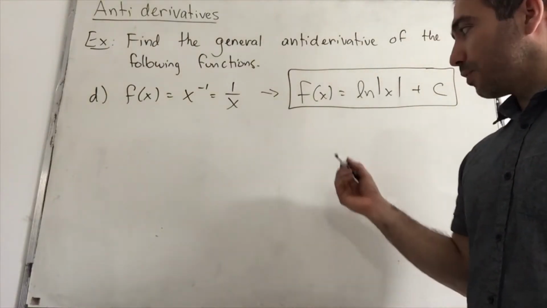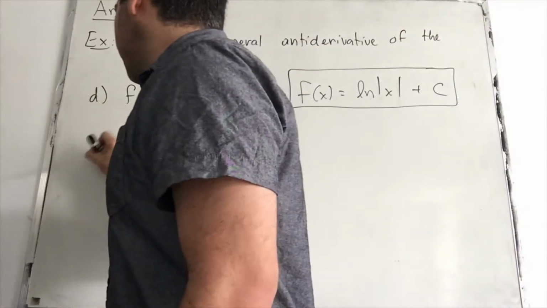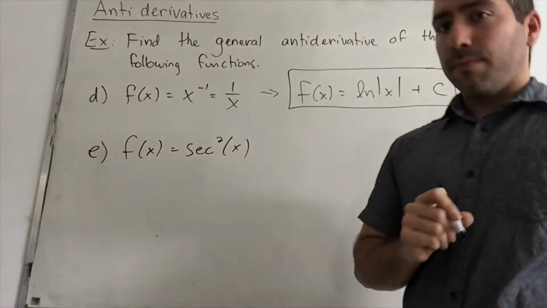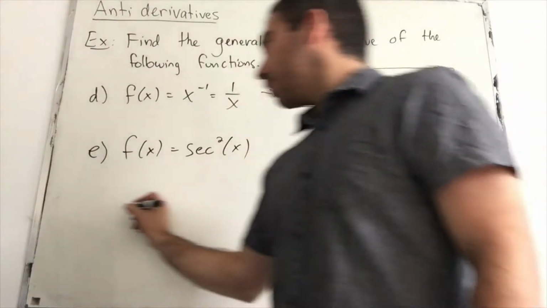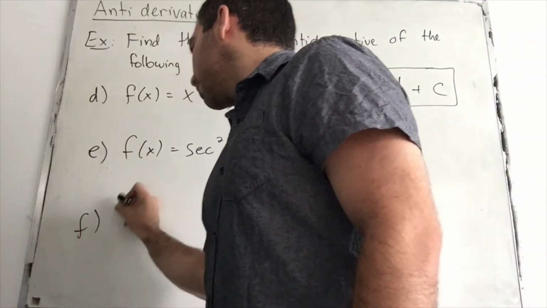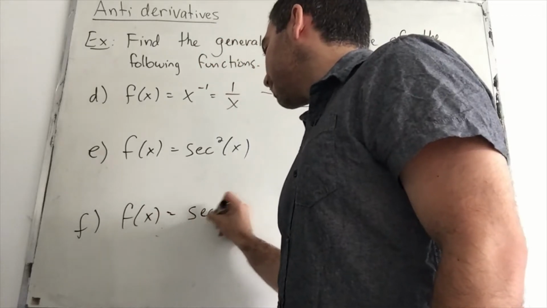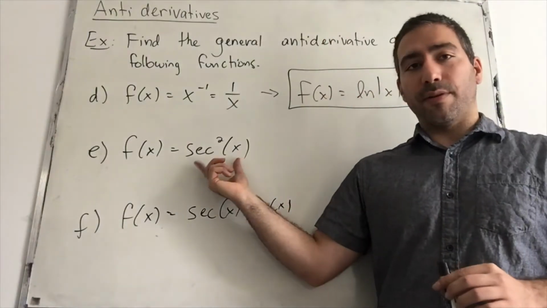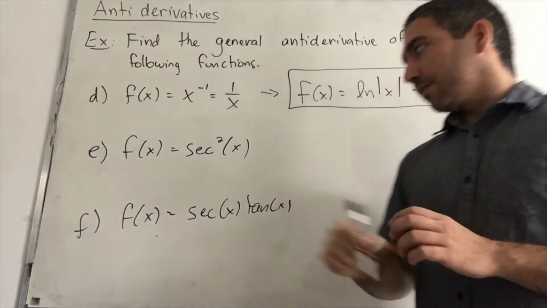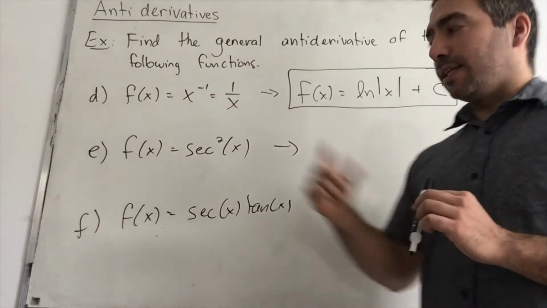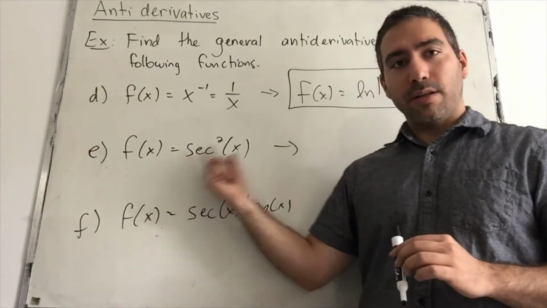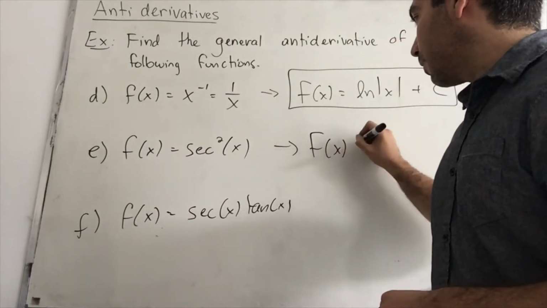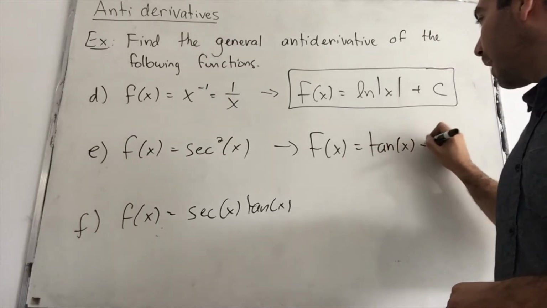Okay. The next one that we have, e. Consider the function secant squared. Think of its derivative, and f. Let's think of the function secant tan. So what do we have to take the derivative of to get secant squared? Well, we know that the derivative of tan is secant squared. So that means the antiderivative of secant squared is tan. And because it's the general form, again, we add our constant plus c.